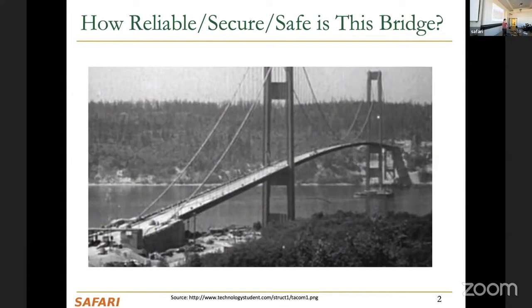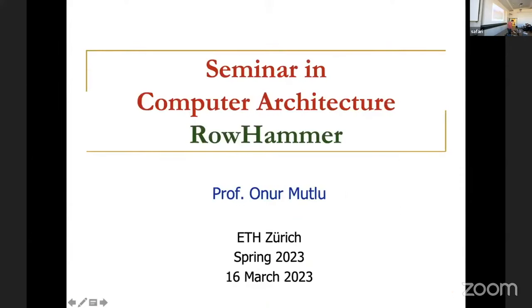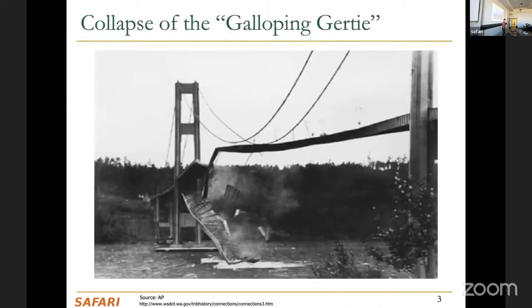Basically, this is a bridge that is supposed to be robust and resilient, right? We rely on that. That's the word reliability. It comes from relying on something, right? We rely on this bridge being robust, but if you get a bit flip on this bridge, things like this may happen. And this is a real bridge that collapsed in 1940.